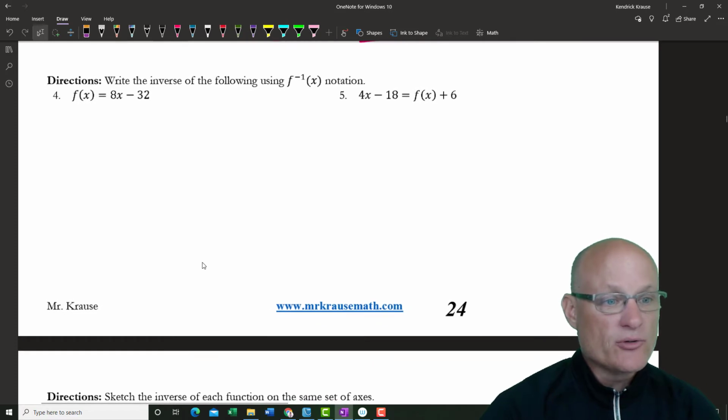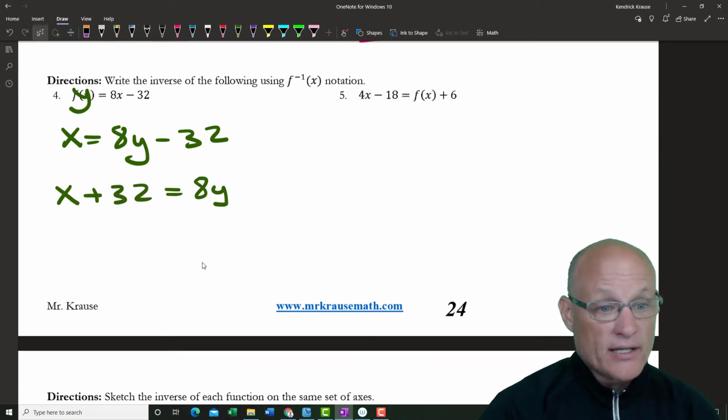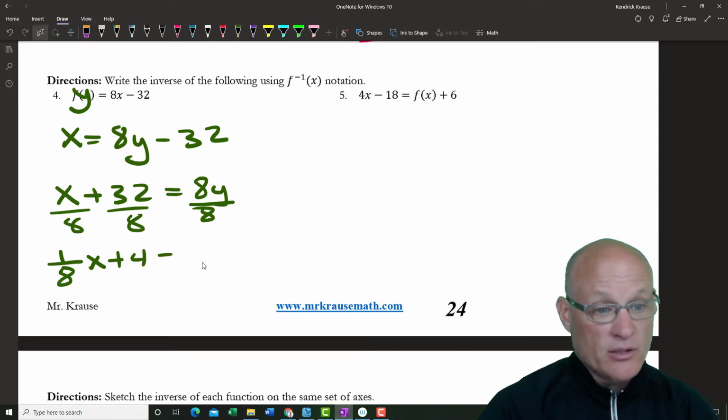Write an inverse of the following using notation. So first thing we're going to do is switch. Remember, this is just a y, so we're going to switch x and y. x equals 8y minus 32. And now we solve for y. x plus 32 equals 8y. Divide by 8. And I get 1/8 x plus 4 equals.